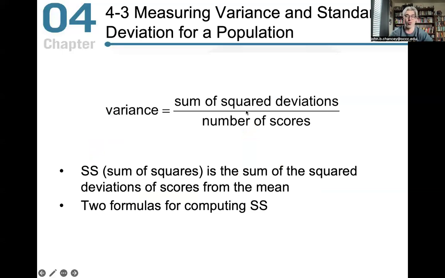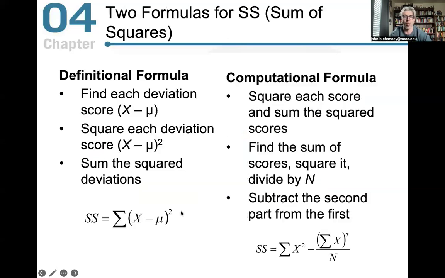So essentially, variance is our sum of squared deviations divided by the total number of scores. SS just means sum of squares, the sum of our squared deviations, and there are two formulas for computing sum of squares. We can sum up x minus mu, squared. That's our variance formula there. We have this one over here. We have our definitional formula and our computational formula, if you want to use that as well, if we're wanting to find variance. So you can use these two if you'd like.